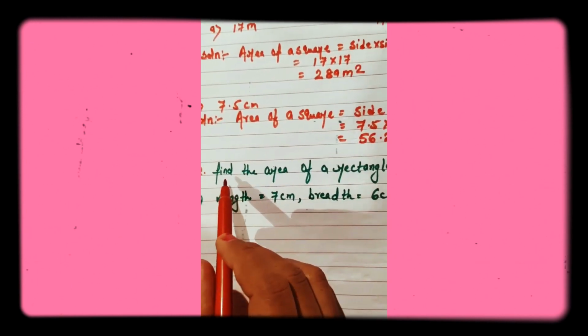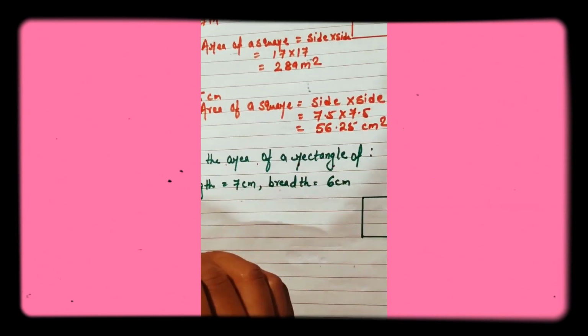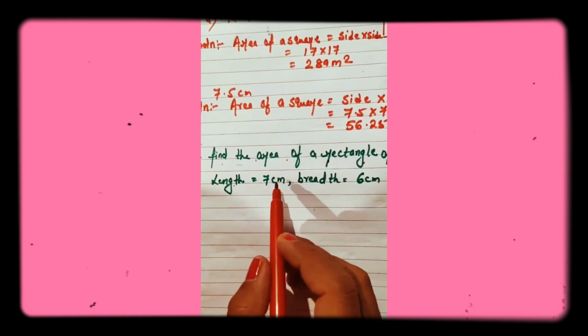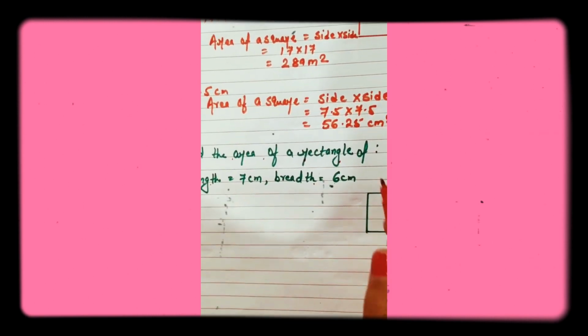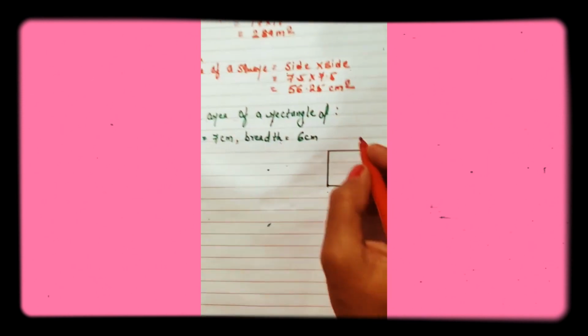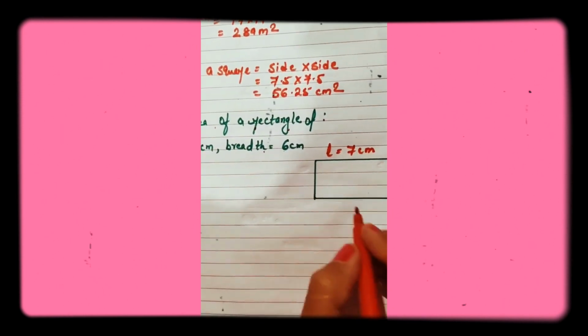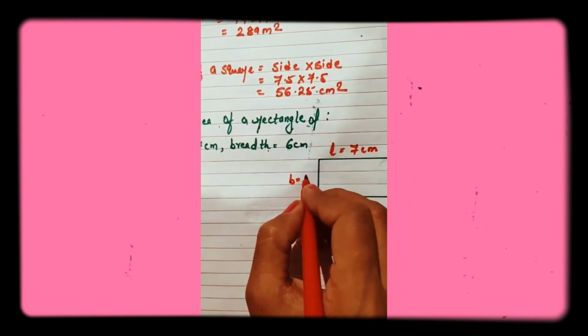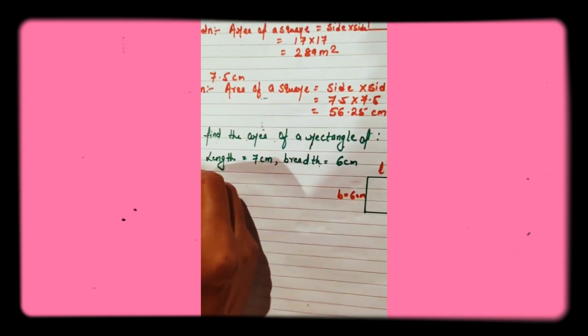Question number 2 is given. Find the area of a rectangle of. A number is given length equal to 7 centimeter and breadth is given 6 centimeter. This is our rectangle figure. This is our length. Length is given 7 centimeter and breadth is given 6 centimeter. We have to find here area of rectangle.